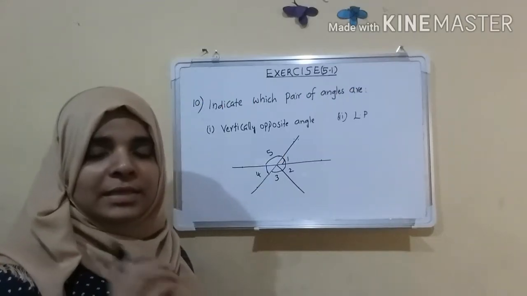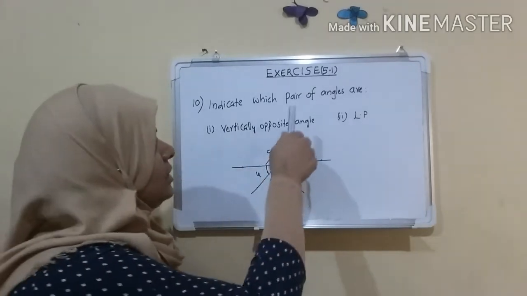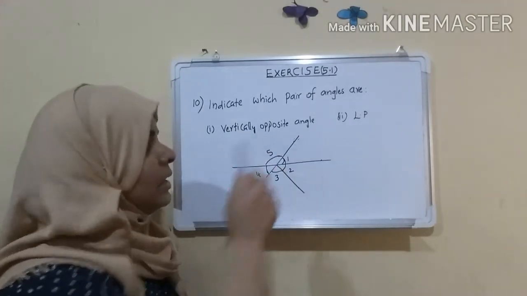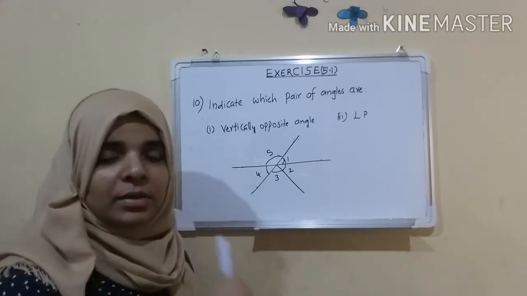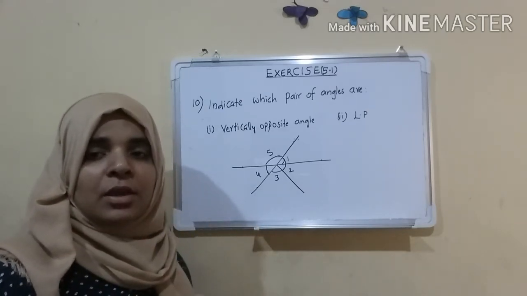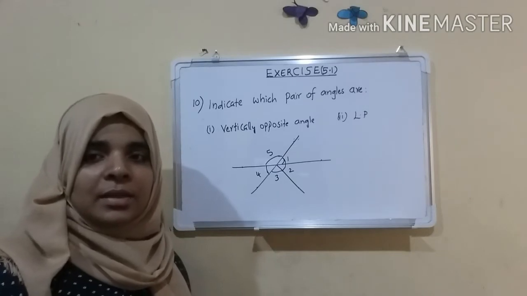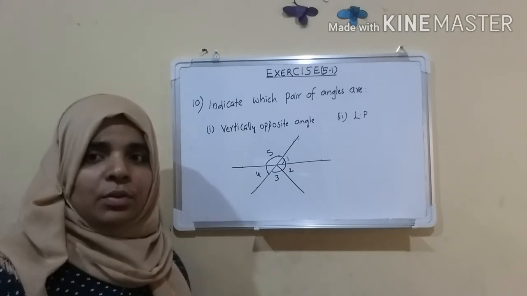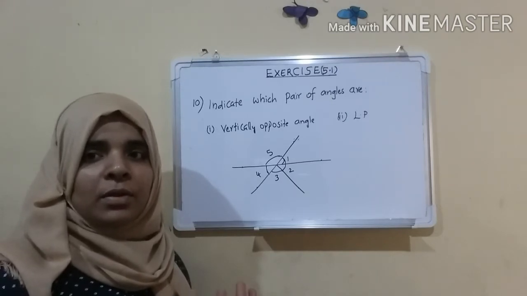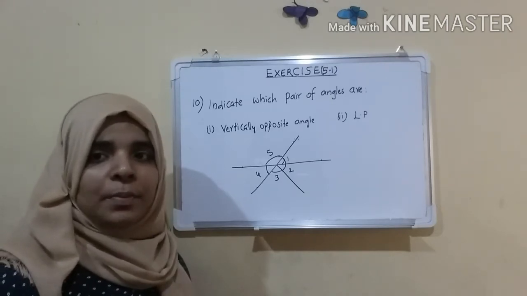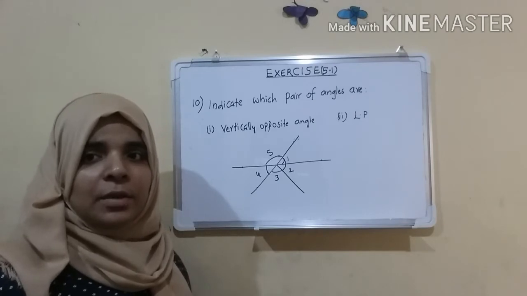So let's find out the 10th answer. Indicate which pair of angles are vertically opposite angles. Here, one figure is given, and we have to find out the vertically opposite angles. What are vertically opposite angles? Yes, we know if two lines intersect, then two pairs of opposite angles are formed. Those two pairs of opposite angles are called vertically opposite angles.